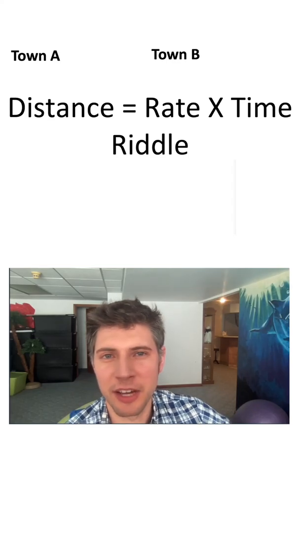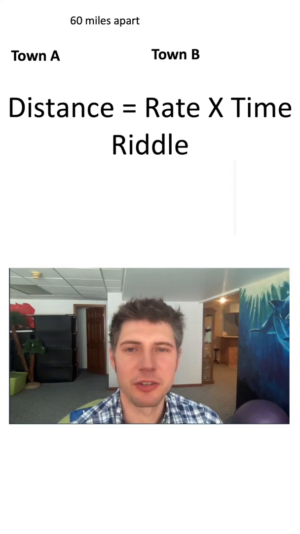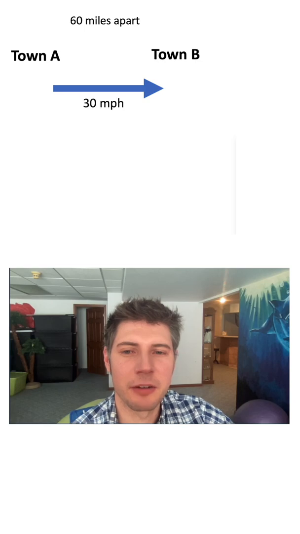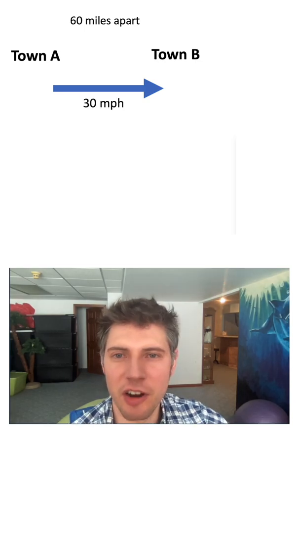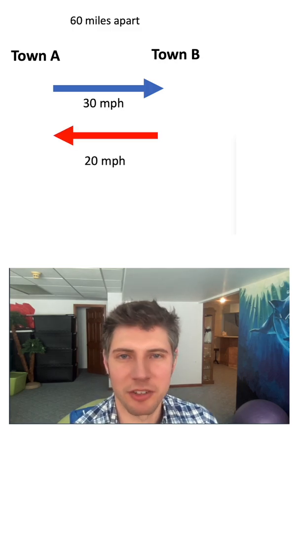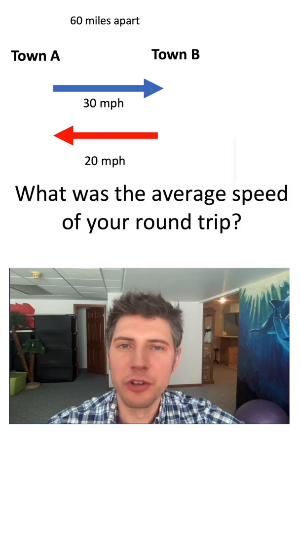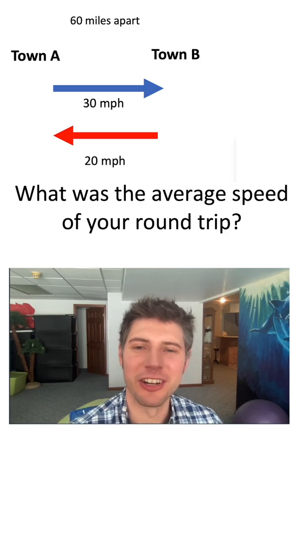We have two towns, town A and town B. They are 60 miles apart. You travel from town A to town B at 30 miles per hour. Once you get to town B, you immediately turn around and drive back to town A at 20 miles an hour. What was the average speed of your round trip? Do you need a minute, or do you think you already know?